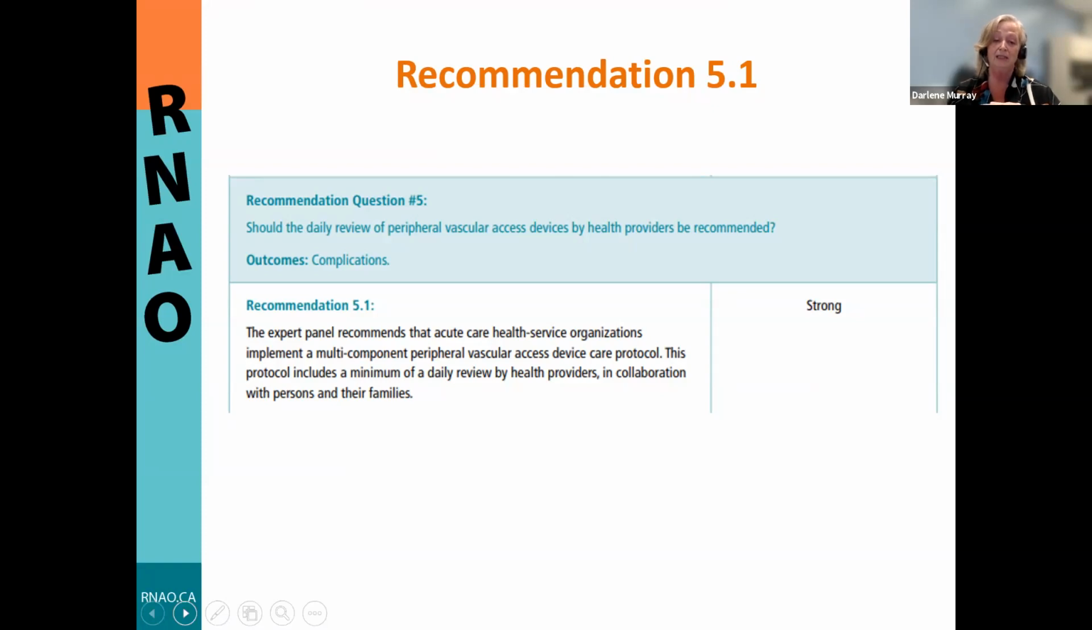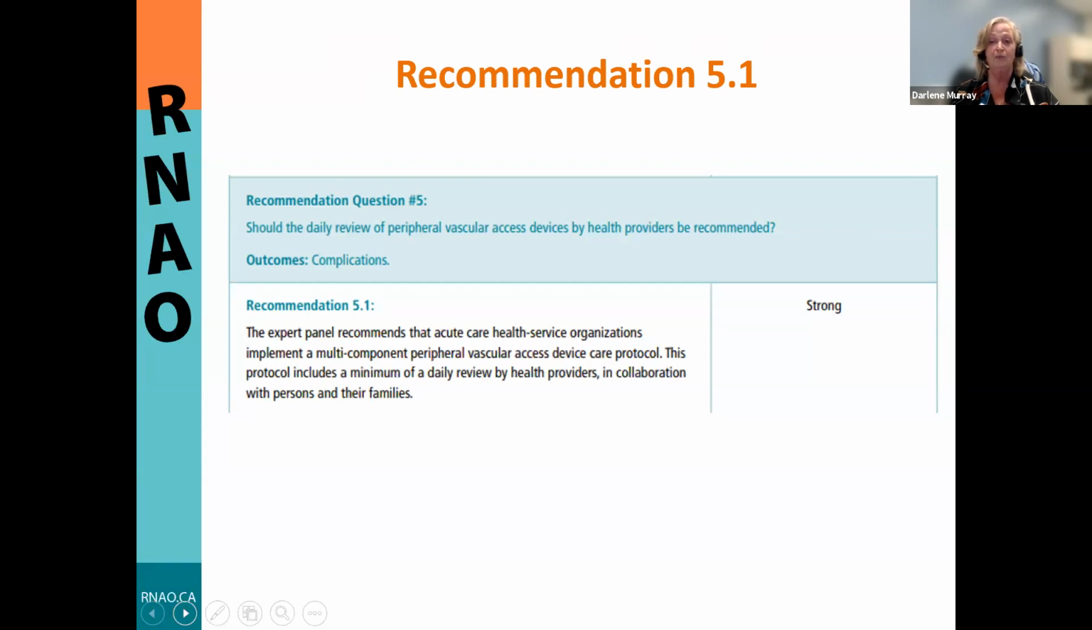The multi-component care protocol involves a PVAD daily review and documentation, and at least one of the following interventions: hand hygiene, aseptic care and technique, provider education and training, person and family caregiver involvement, standardized PVAD equipment, standardized securement device, and inclusion of a PVAD assessment at rounds and handover. Also, the majority of studies included the assessment of device necessity as part of this daily review. These daily reviews should be completed by health providers in collaboration with persons and their family.